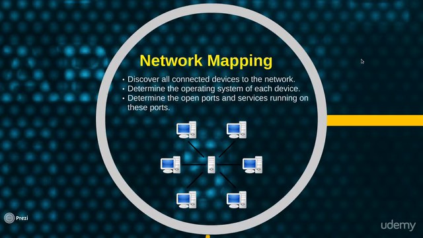Now we're going to talk about something called network mapping. Let's say you're connected to your target network, and now you want to discover all the connected devices on this network. There might be 5, 6, or 10 devices connected, and you want to gather information about these devices. You want to know their IP address, their MAC address, their operating system, and maybe even the programs that are running on them. All this information will make achieving your target easier.